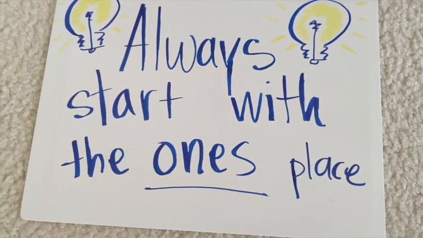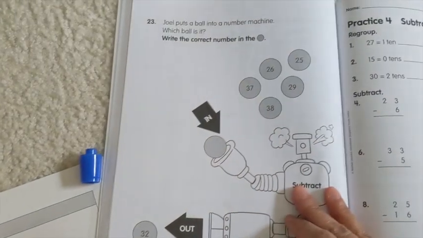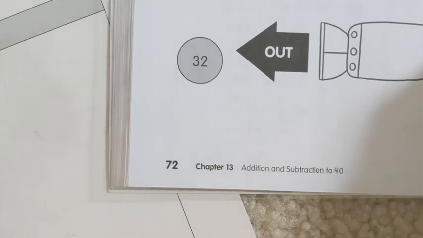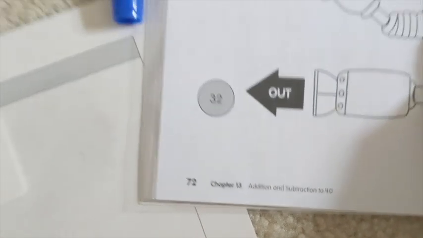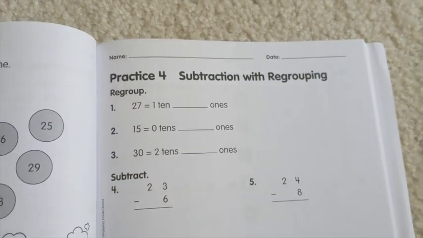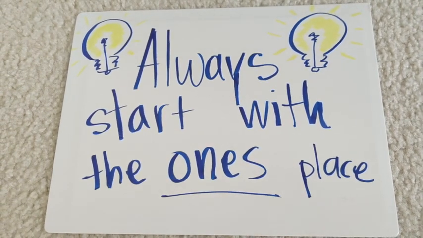Always start with the ones place though. And you're just going to do one page, front and back, and then a second page, front and back, and this is where you'll stop on page 72. Do not do practice 4. That's for tomorrow. All right. See you at 10:15.